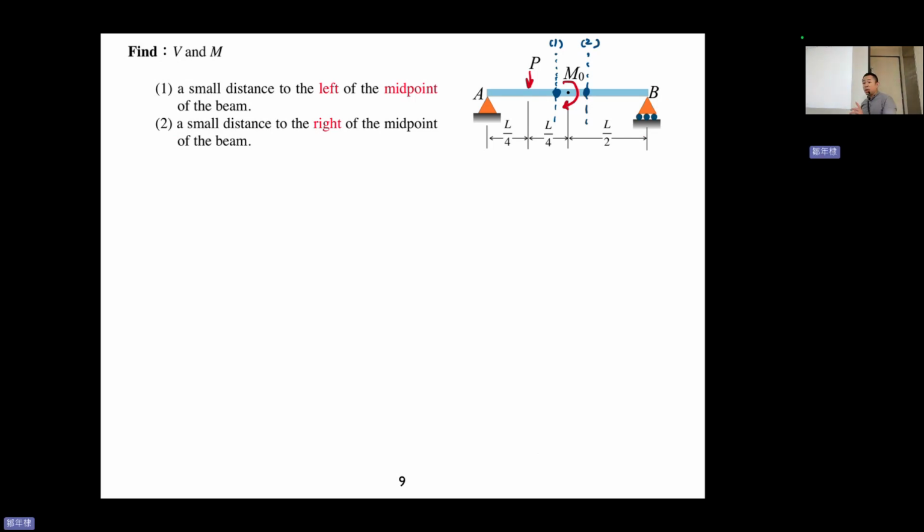But before we solve all these values, we need to balance and find the reaction force. Remember that? So what is the reaction force provided by the support?